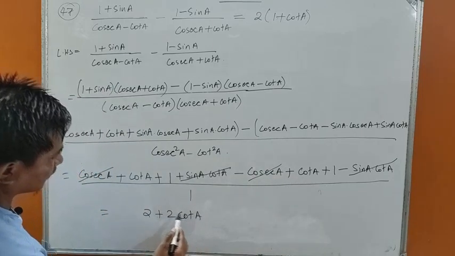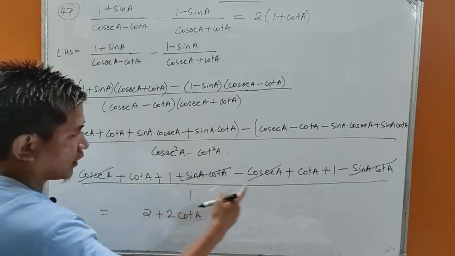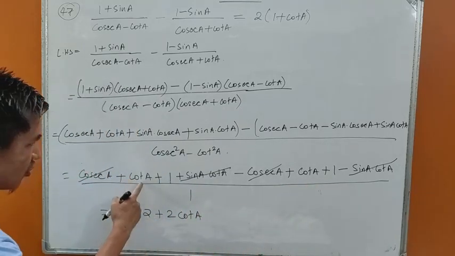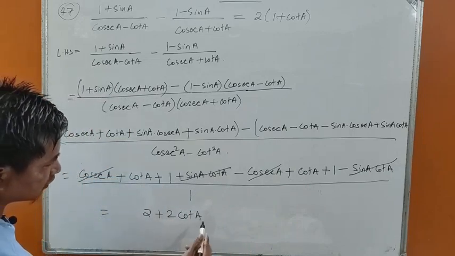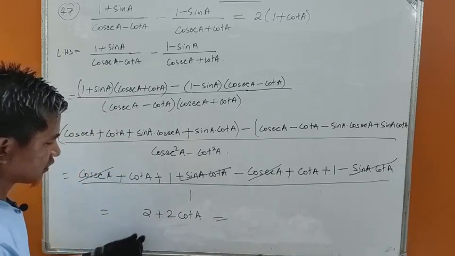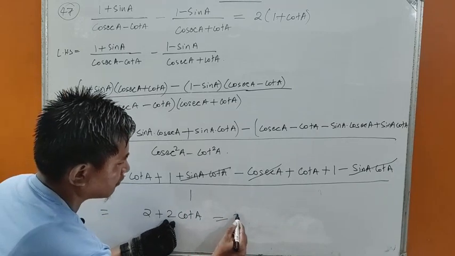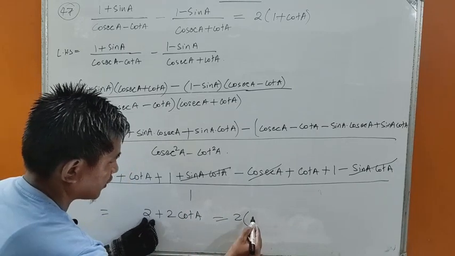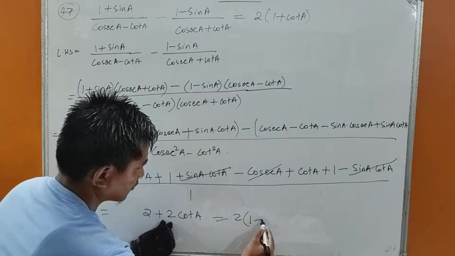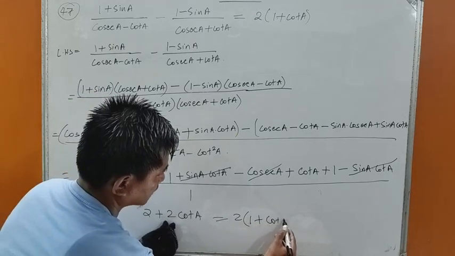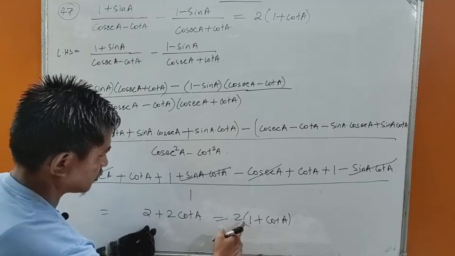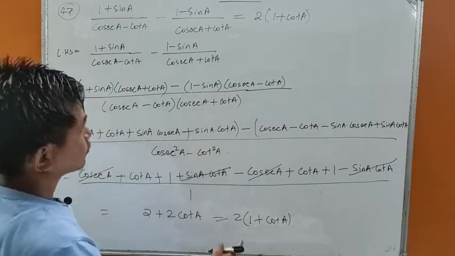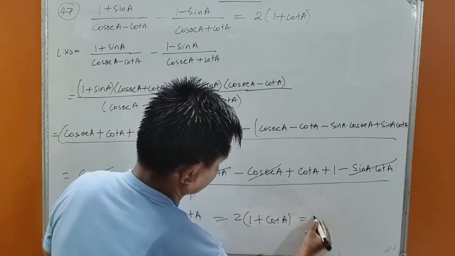Okay, are you getting me? This one and this one is 2 cot A plus cot A is 2 cot A. In the denominator we have 1, so we need not write that. Now this gives us 2 and 2 can be taken common. So here we have 1 plus cot A, okay, because 2 into 1 is 2 plus 2 into cot A is 2 cot A, isn't it? So this is what we have in the right hand side, equals to RHS.